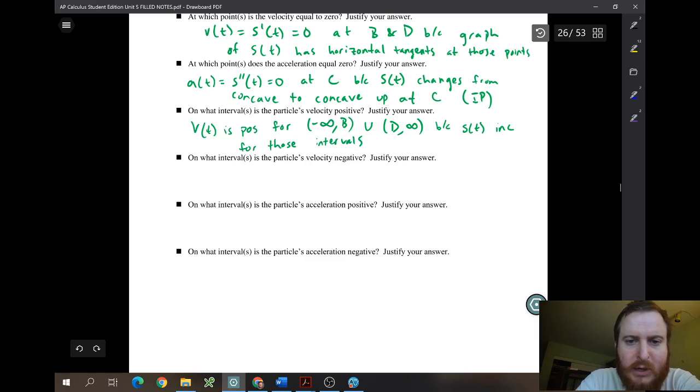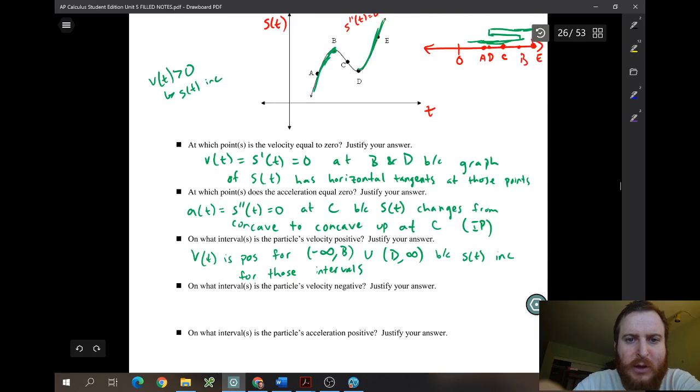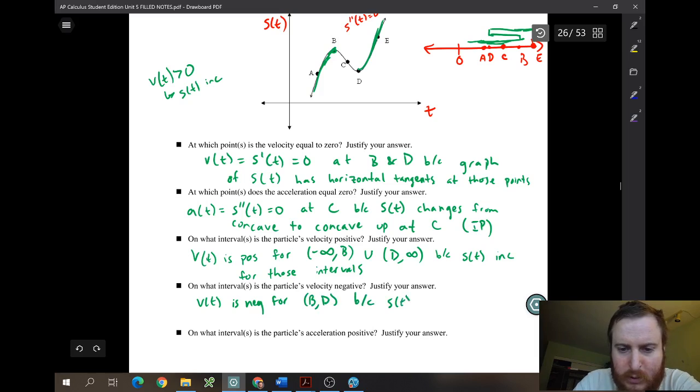Okay, where is the velocity negative? This would just be where it's decreasing, so the opposite, from B to D. So V of t is negative for B to D because S of t decreases for those intervals.